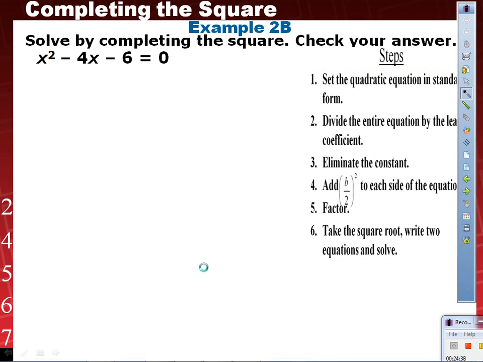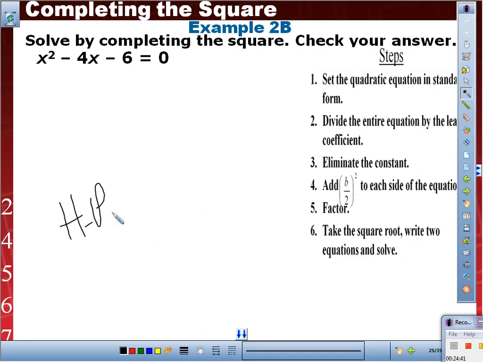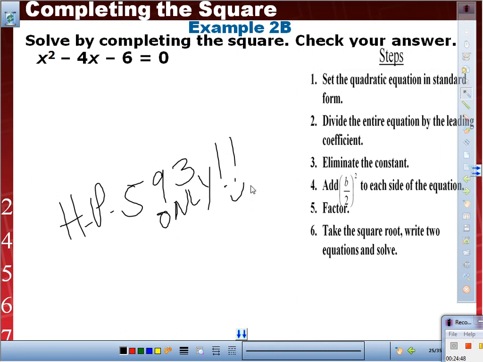And I guess we'll stop right there. Homework for tonight is on page 593 only. Once again, there is tutoring. It's free.